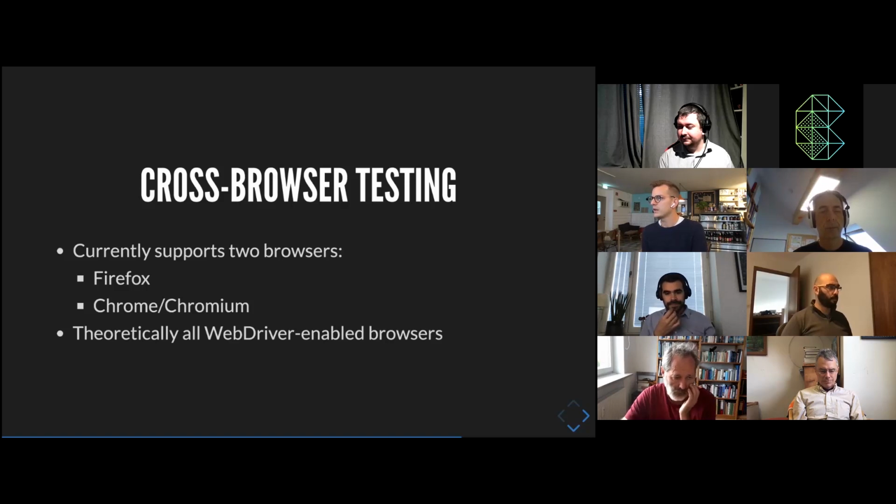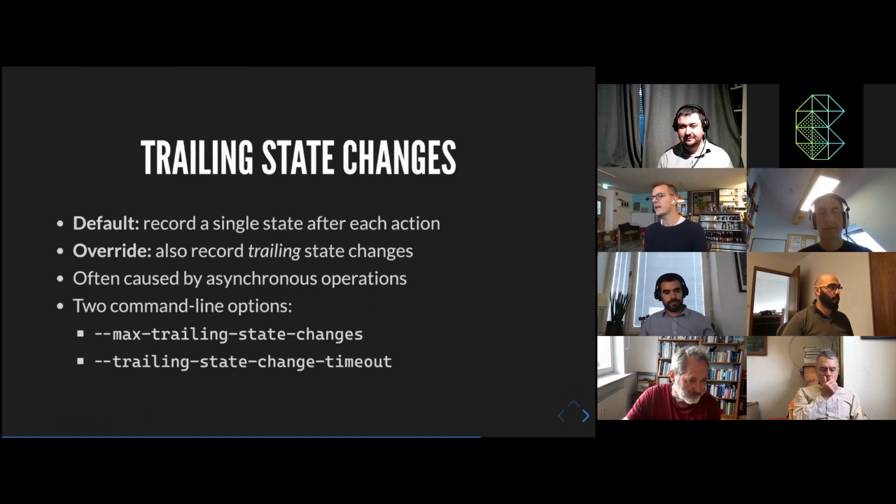And finally, I want to talk a bit about a concept that I call trailing state changes, which is a sort of complexity that arose from this kind of testing. So you can't really know when state changes. Generically, Quickstrom can't know how many times or when state changes appear. By default, it just records a single state after each action it takes. But you can also override this to say that it should record a number of trailing state changes.